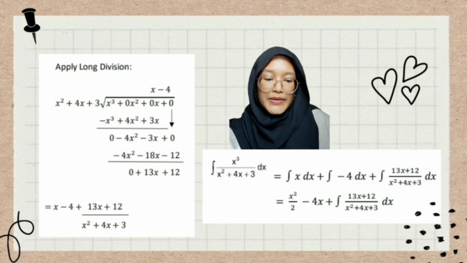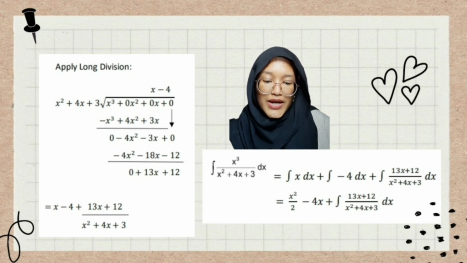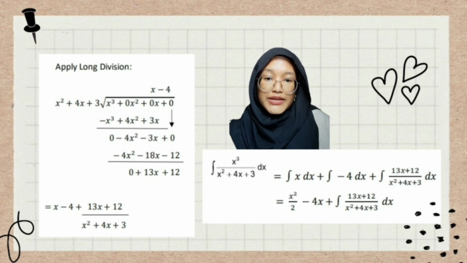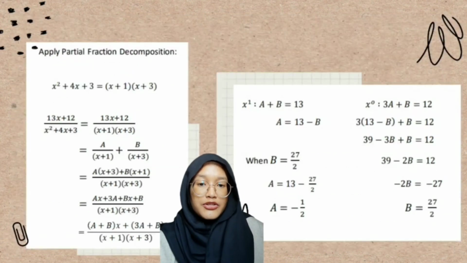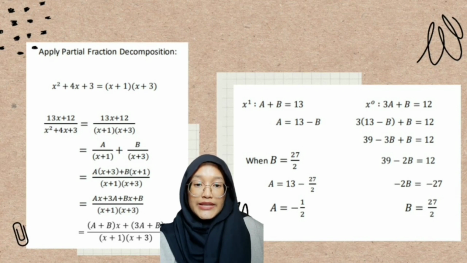So this is how we apply long division. Firstly, we need to look at the values of x cubed, x squared, and x. The remainder will be 13x plus 12 over what we divided, which is x cubed plus 4x plus 3. After we are done applying long division, we'll apply the PFD, which is partial fraction decomposition. There are three types of factor: non-repeated linear, repeated linear, and non-repeated quadratic.